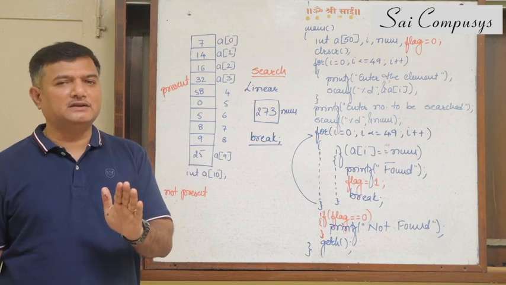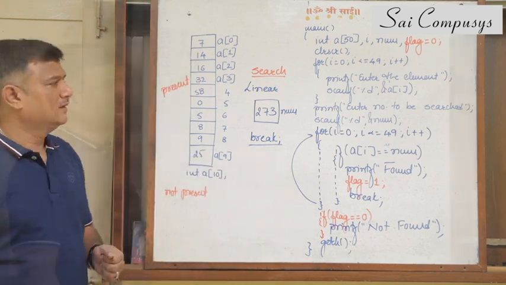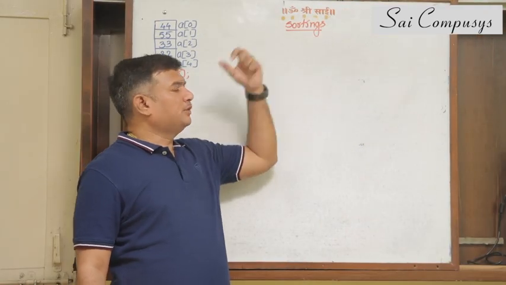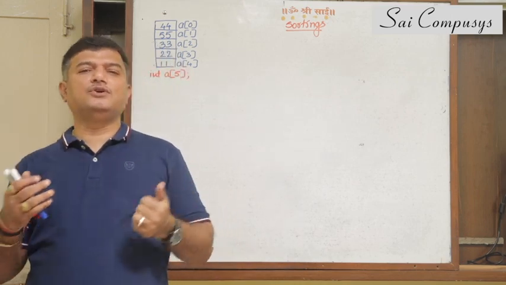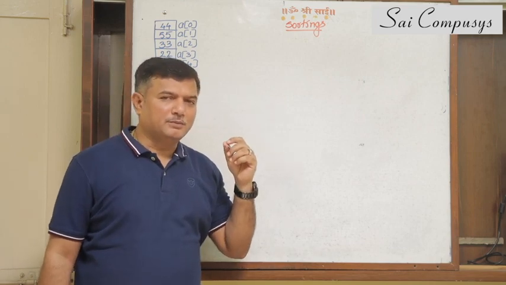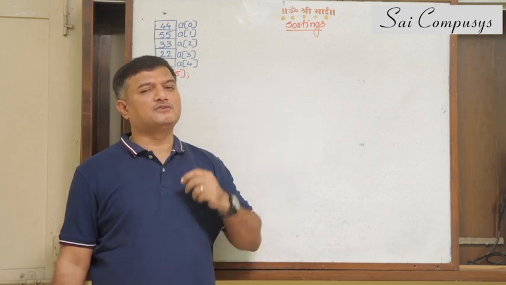Second method is binary search, that will be taken care in another class. Okay? Okay, done. Now we'll start with sortings. Now to arrange the data in ascending or descending order is called as sorting. In computer technology, this is one of the most important things, searching, and second one is sorting.